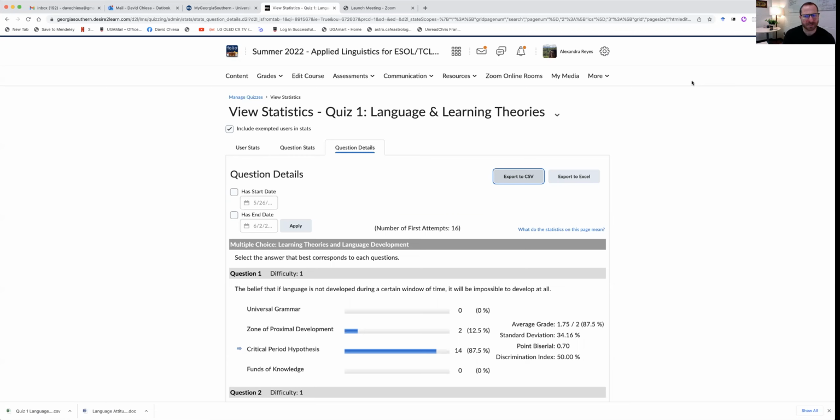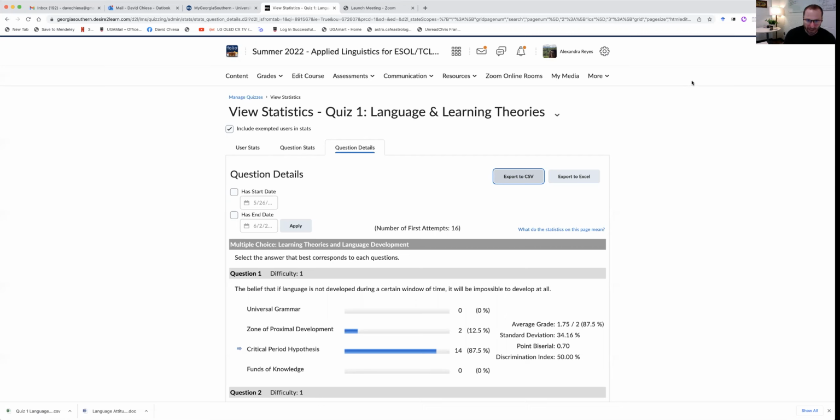Point biserial is just a correlation statistic that goes from 0 to 1. The higher the number, for example, 0.5, 0.6, 0.7, 0.8, the better. Lower than 0.5, not so good. Any negative point biserial is not a good thing as well. Discrimination index, that just says the high scores from low scores. How do the high scores compare to low scores? And here 50%, normal. And so the answer here, of course, is critical period hypothesis.